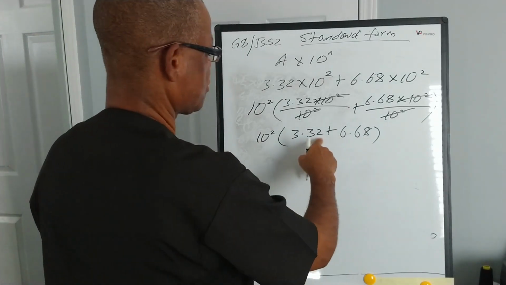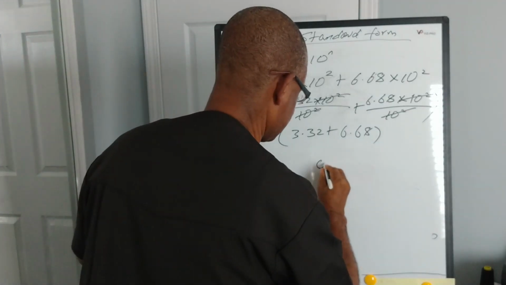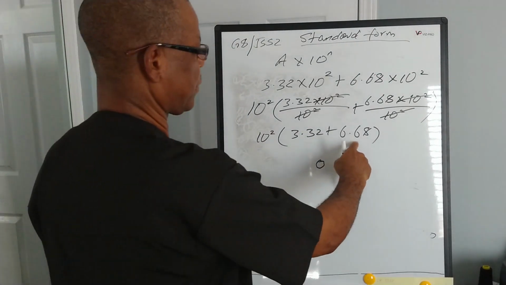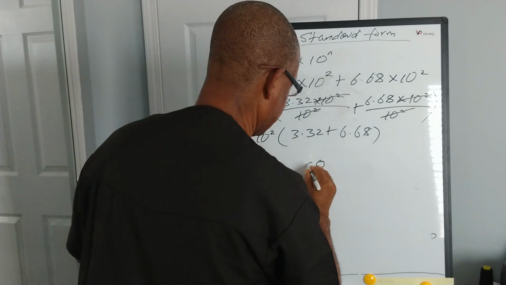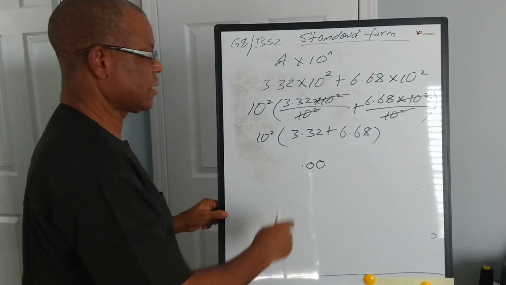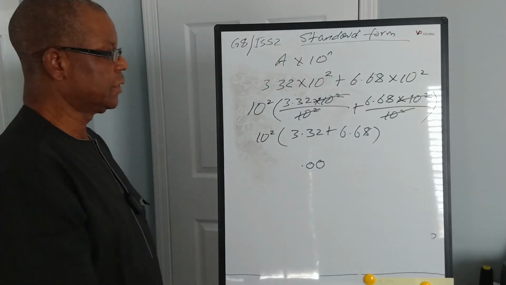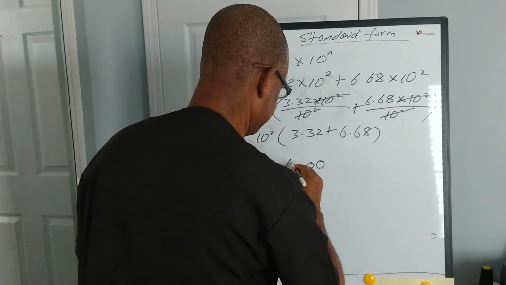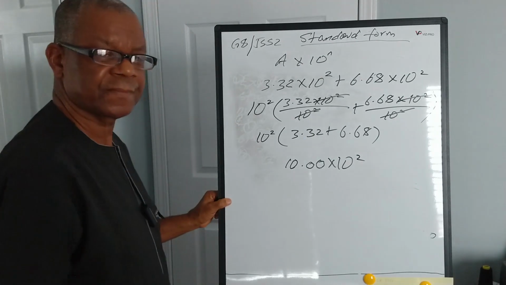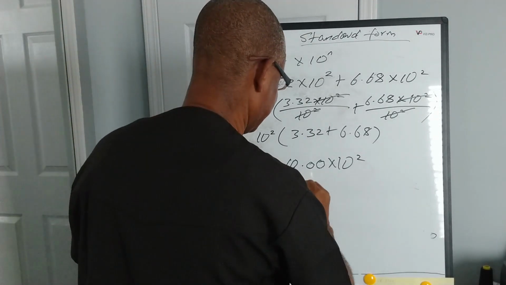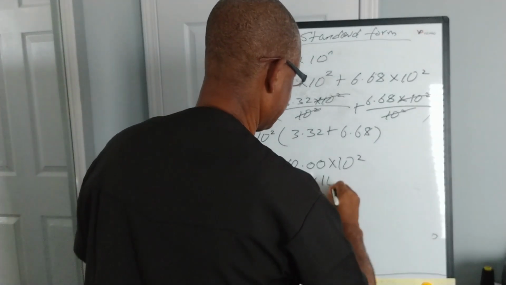8 plus 2 will give us 10. Write 0 and carry 1. That 1 plus this very 6 is 7. And 7 plus 3 will give us 10. We write 0 and carry 1. That 1 plus 3 is 4. 4 plus 6 is 10. Times 10 raised to the power 2. What we actually have is 10 times 10 raised to the power 2.